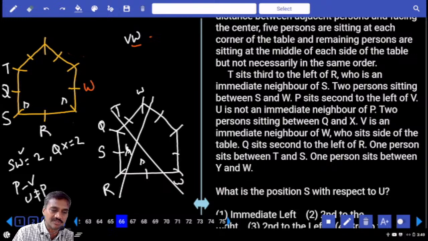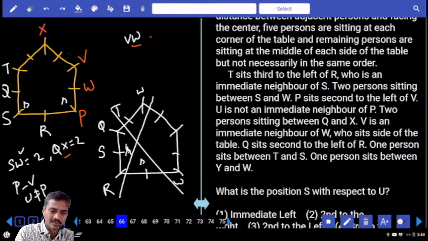As V and W are adjacent to each other, can you take V at this place? Now if V is here, P sitting second to the left of V is not possible. Hence V cannot be at this place. V is here. Now V is here, P must be at this place. Now P is here. Between Q and X, there are exactly two people. 1, 2, X will be here.